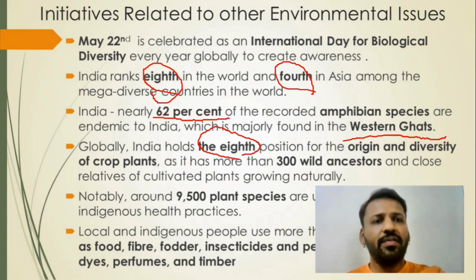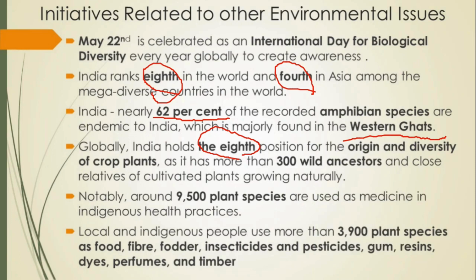Here, if you see, India has a total of 9,500 species of medicinal plants which are indigenous. We know we have Ayurveda. Ayurveda talks about many plants. So here we have 9,500 species of plants which are used as medicine. Here, local and indigenous people, what do they do? Many tribes know about 3,900 plant species for producing food, fiber, fodder, pesticides, gum, resins, dyes, perfumes, and timber.